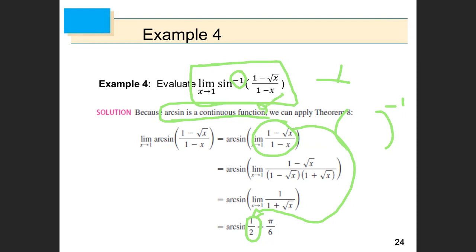All right. But what was my first statement? The arcsine function is a continuous function on every number in its domain. All right.